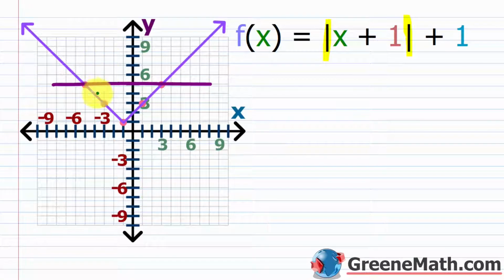So let's just draw one horizontal line here. So again, what you can see here is that it impacts the graph there and there. So that's 3, 5, and it's also going to be negative 5, 5. So let's just see this real quick.